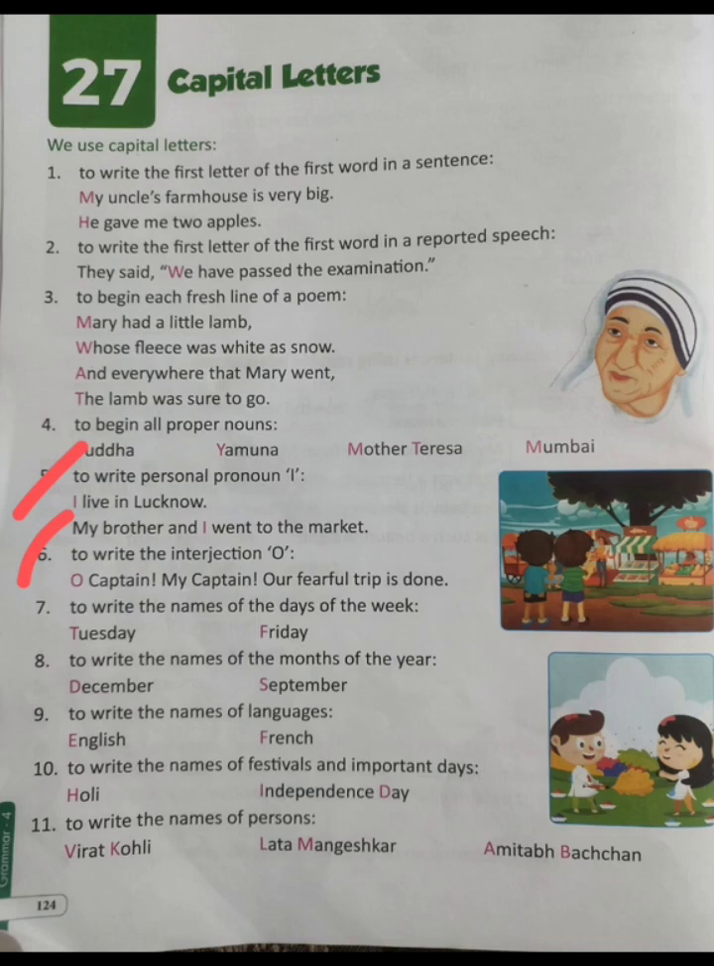Example is, oh, what a beautiful house. So in this sentence also, O, the first O, so always make O capital. As you can see here in the example, oh captain, my captain, our fearful trip is done. As you can see here, they make O capital. So rule number 6 is always use a capital letter to write the interjection O, and I already explained what an interjection is. I hope it is clear to you.